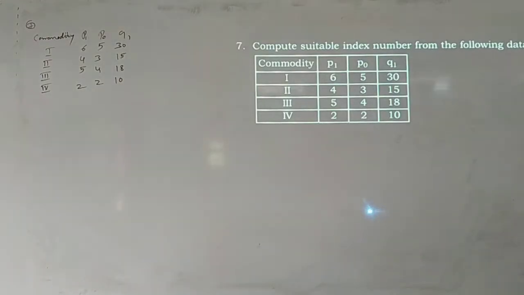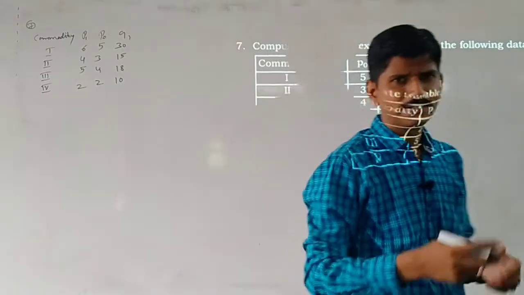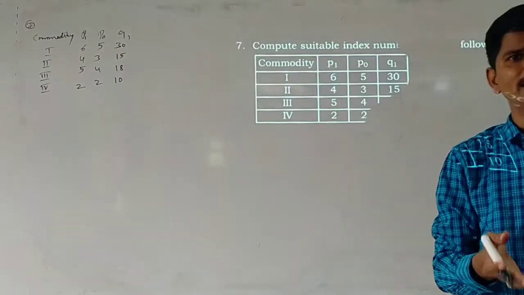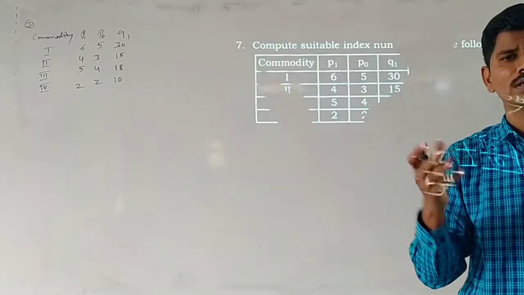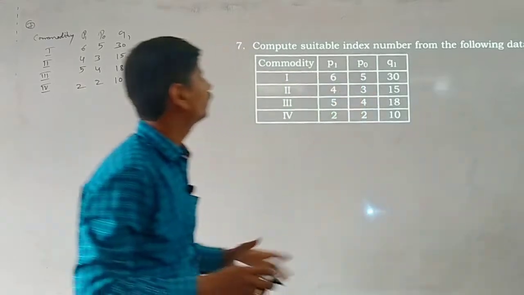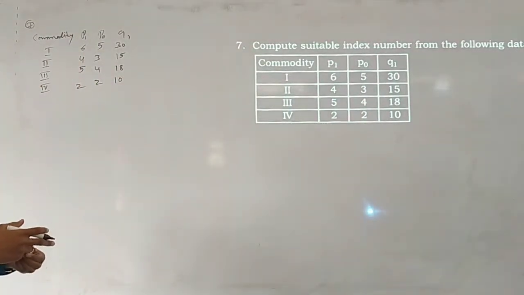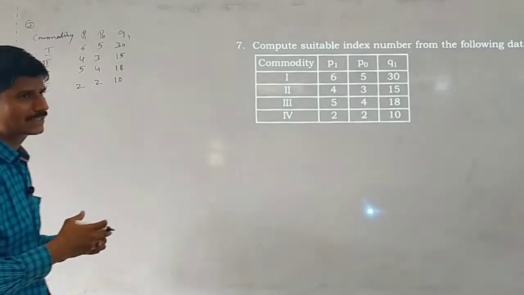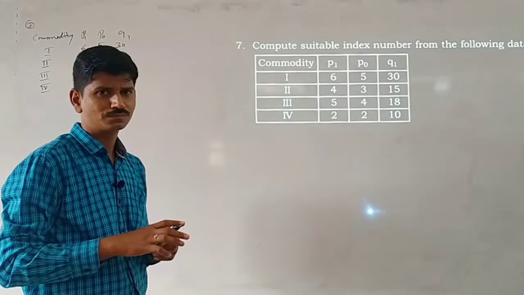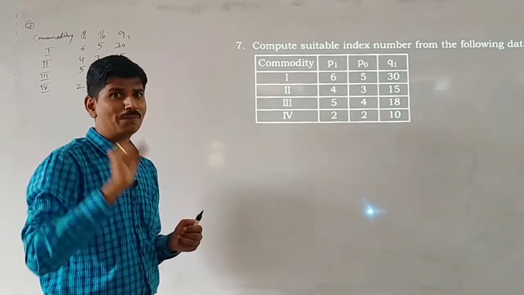Here compute a suitable index number. Here they have not mentioned whether to calculate Laspeyres price index number, Paasche's price index number, Marshall-Edgeworth price index number, Drobisch-Bowley or Fisher's price index number. Here they are asking to compute a suitable index number from the following data. Okay, here are the steps involved in the construction of an index number. It is the last step: selection of a suitable formula.